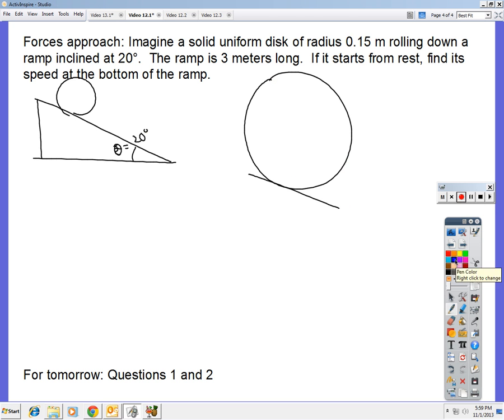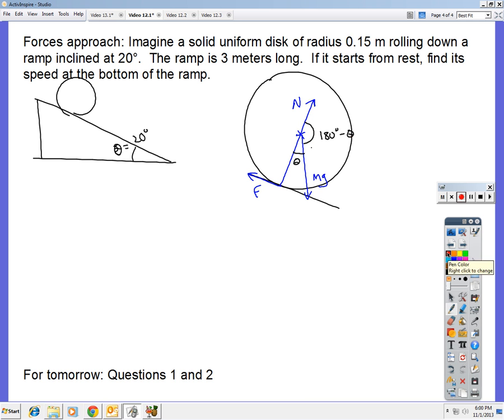and we'll say that, okay, there's a friction force like that, there's a normal force like so, and then from the center here, we have mg. I think you'll be able to see that this angle is equal to theta, and that therefore this angle is 180 degrees minus theta.